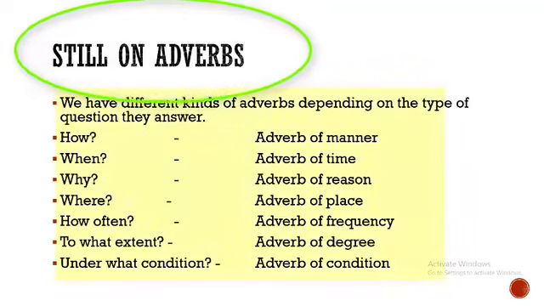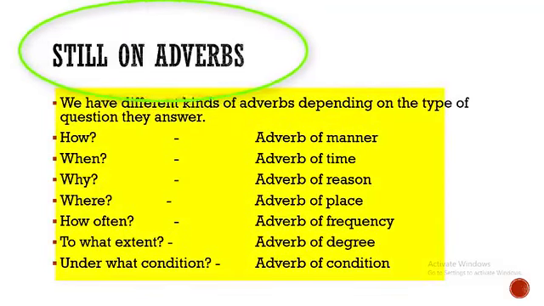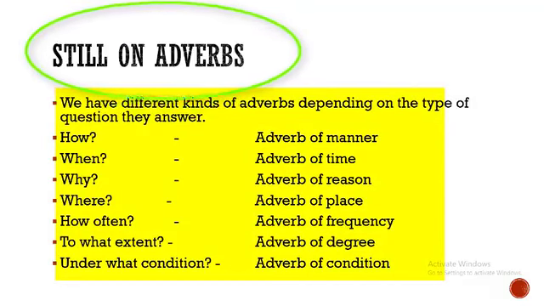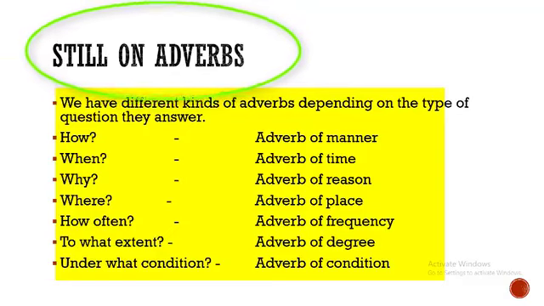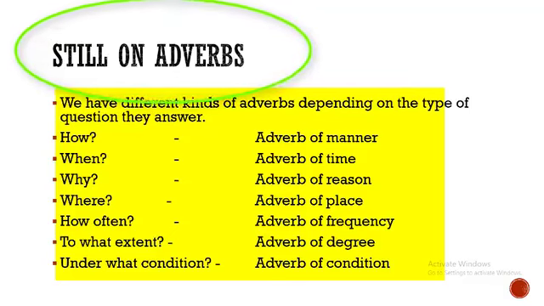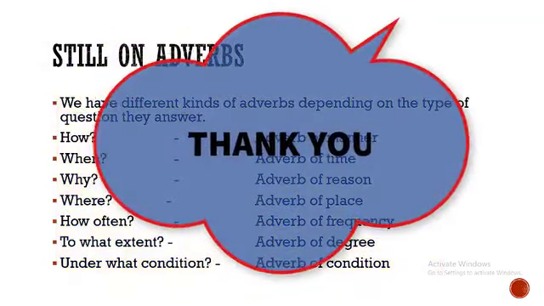So we have different kinds of adverbs based on the type of question they answer. Remember I told you they answer questions on how the action was performed, when, why, where, how often it was performed, to what extent it was performed, under what condition it was performed. So adverb of manner answers the question how, adverb of time answers when, adverb of reason answers why, adverb of place answers where, adverb of frequency answers how often, adverb of degree answers to what extent, and adverb of condition answers under what condition. So with this, we have come to the end of today's lesson.